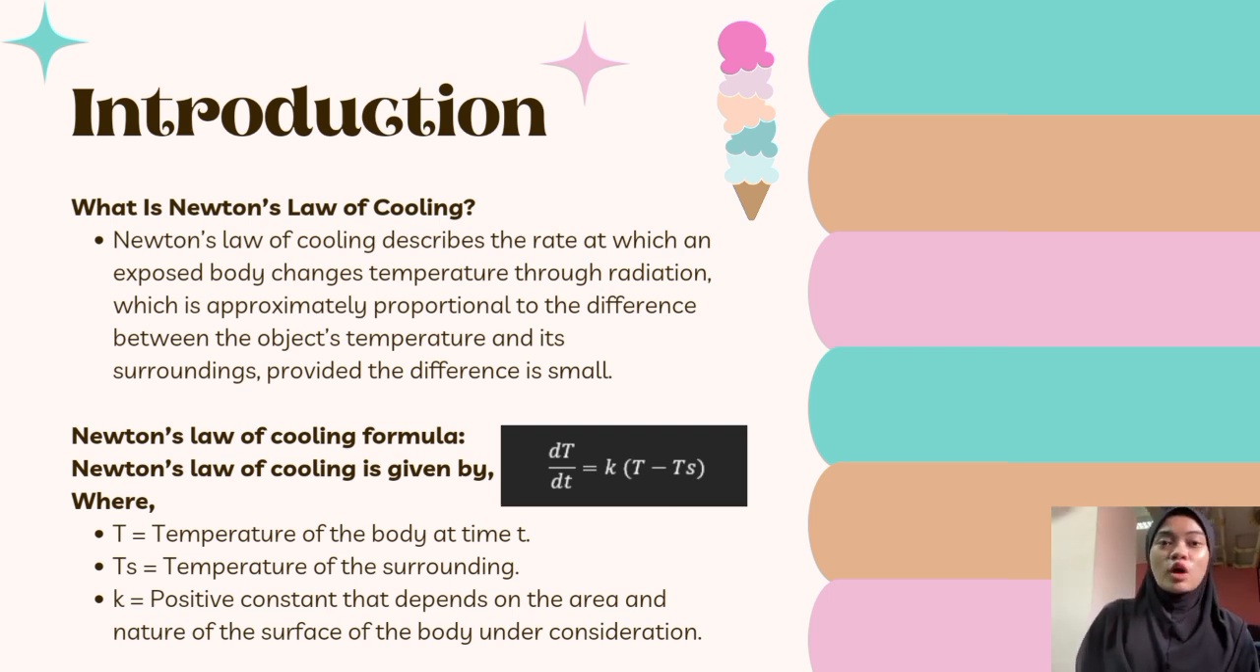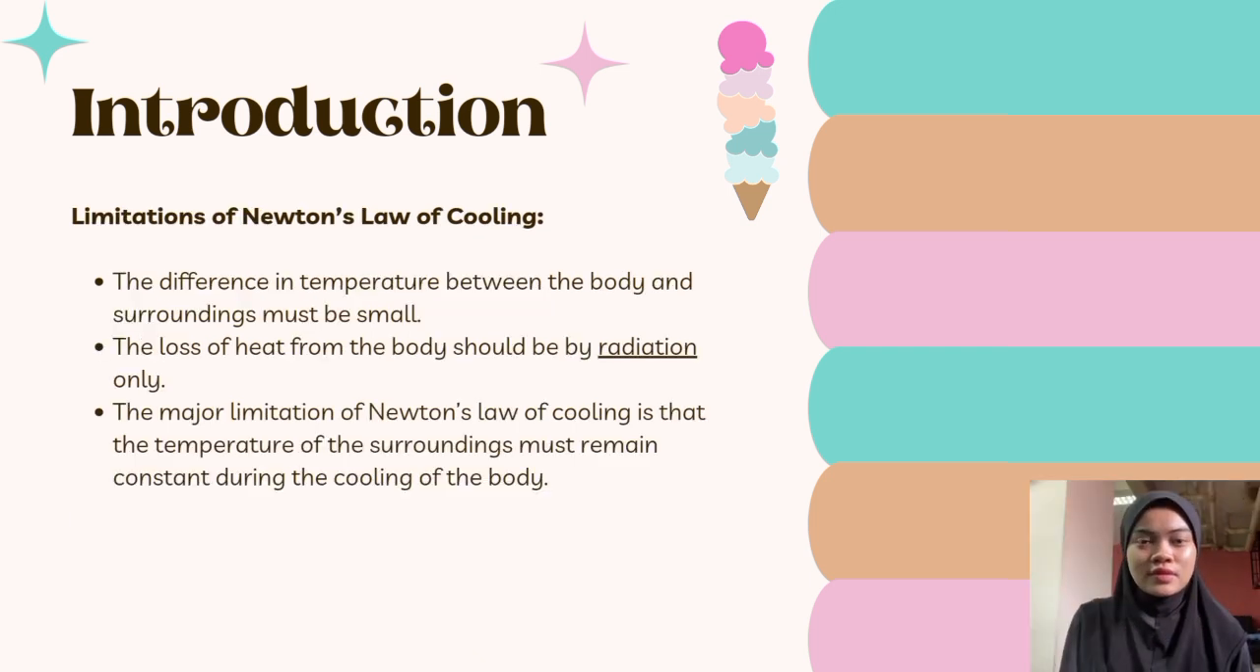What is the Newton's law of cooling formula? Newton's law of cooling formula is given by, where T of t is equal to the temperature of the body at time t, Ts is equal to the temperature of the surrounding, K is equal to a positive constant that depends on the area and nature of the surface of the body under consideration. However, Newton's law of cooling has some limitations.